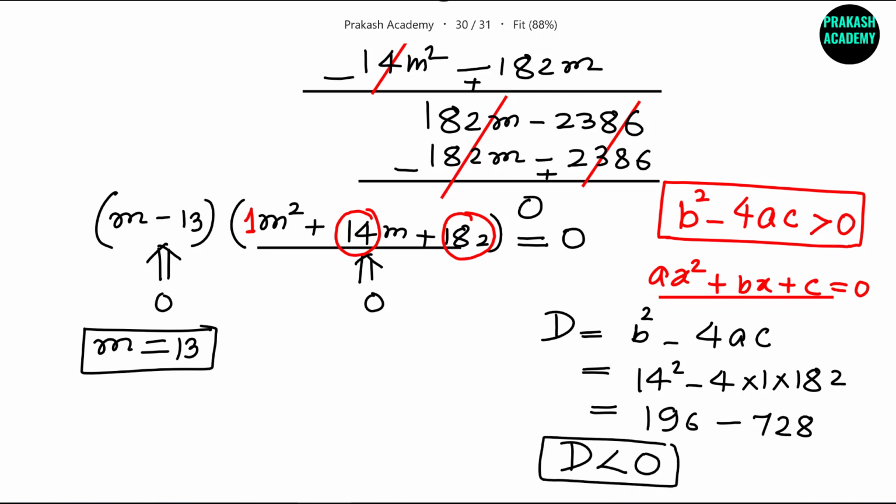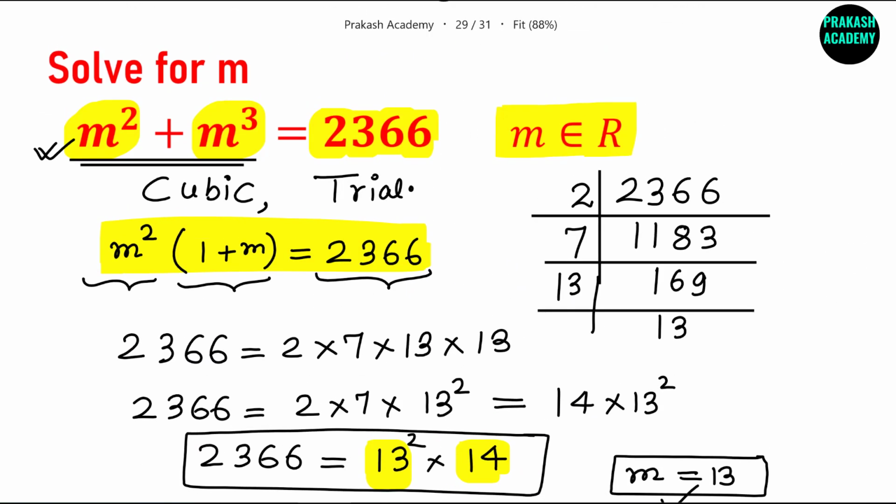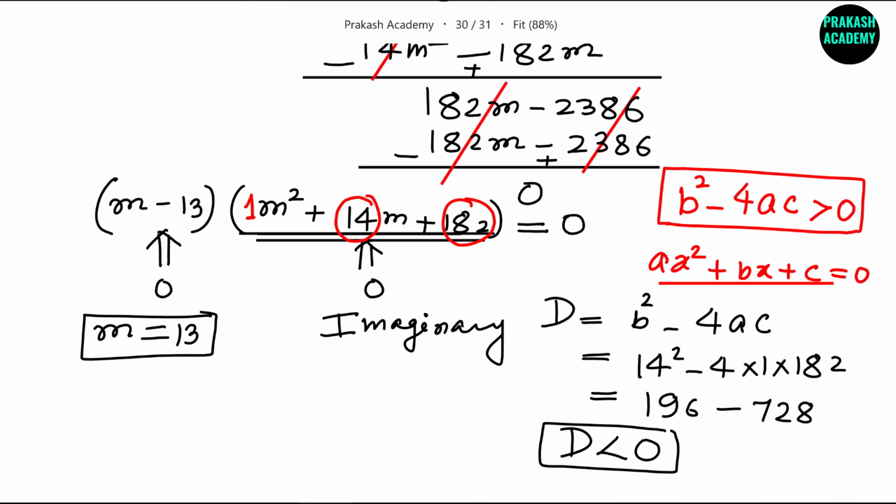So this means that if you put this equal to 0, it is going to give me imaginary solutions, that is, no real roots. But we are interested in real roots because the question says m belongs to the real set. This means we have only one solution in this case, and that solution is m equals 13.